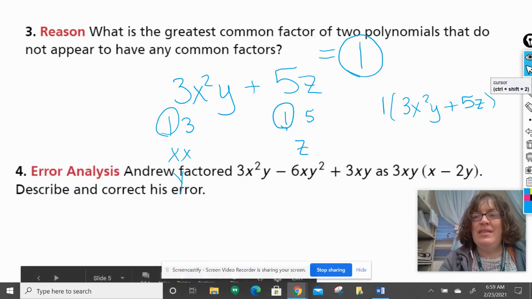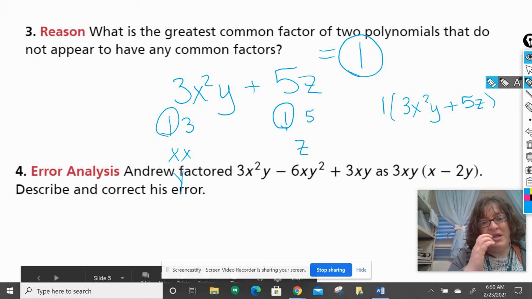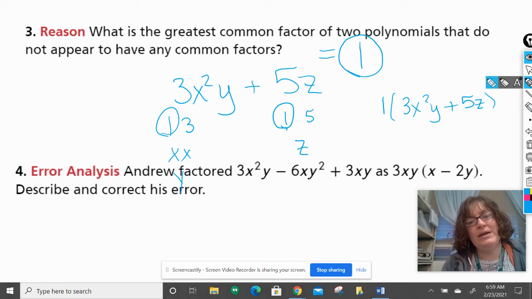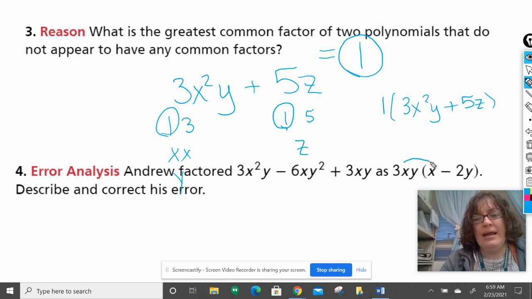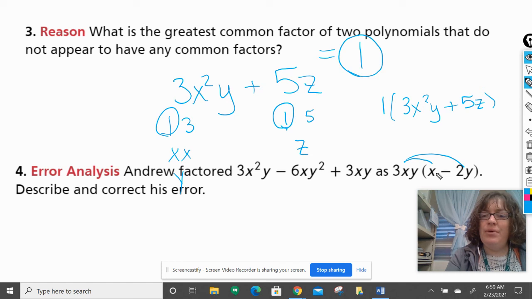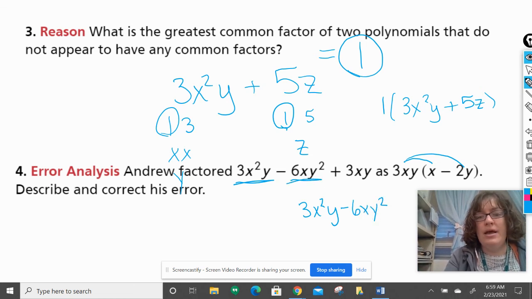One last question. This one says, Andrew factored 3x squared y minus 6xy squared plus 3xy as the greatest common factor being 3xy, and then what was left over inside is x minus 2y. Now I want us to take a look at this because if we were checking Andrew's work and I distributed in, I would end up with 3xy times x, which is 3x squared y. Good start. And then 3xy times negative 2y would be negative 6xy squared. Again, great start. But the problem is I'm missing that third term.